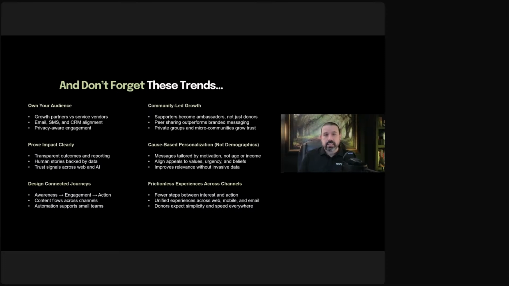Designing connected journeys. Now, just letting donors and supporters come into the fold and wander around, we're finding that's not as productive, and it's not as organization building as pre-planning what that journey looks like. So when somebody comes into a donor relationship or a volunteer relationship with my organization, what are the steps? What's the journey that I want them to go on?